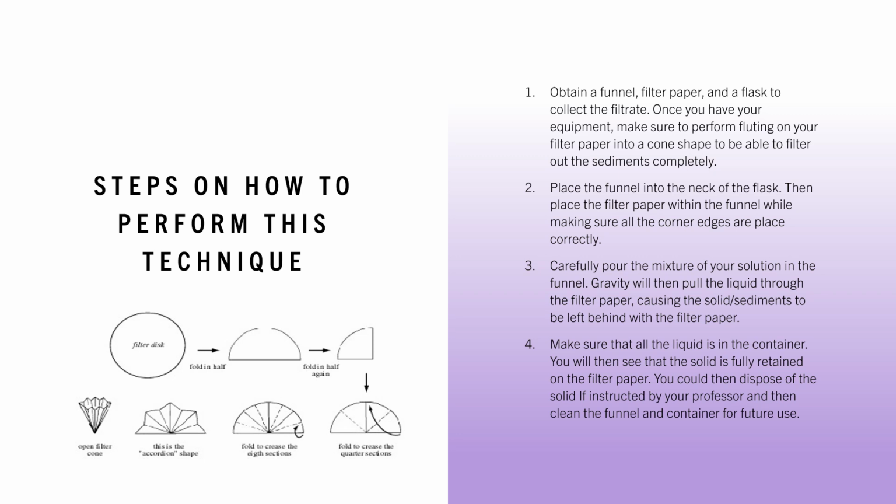Second step, place the funnel into the neck of the flask, then place the filter paper within the funnel while making sure all the corner edges are placed correctly. Step 3, carefully pour the mixture of your solution in the funnel. Gravity will then pour the liquid through the filter paper, causing the solids/sediments to be left behind with the filter paper. Step number 4, make sure that all the liquid is in the container. You would then see that the solid is fully retained on the filter paper. You could then dispose of the solid if instructed by your professor, then clean the funnel and container for future use for other groups.